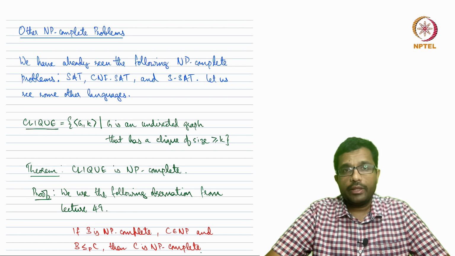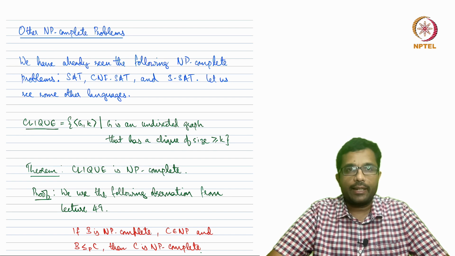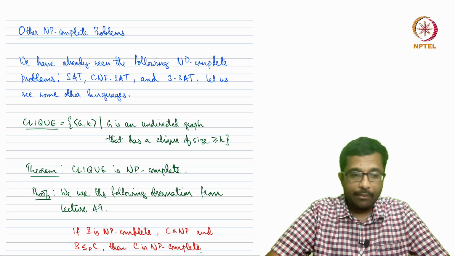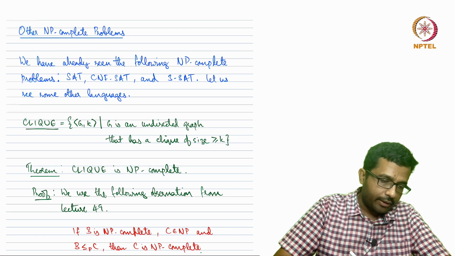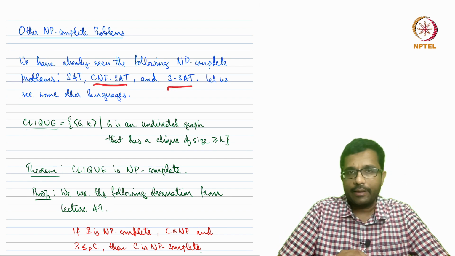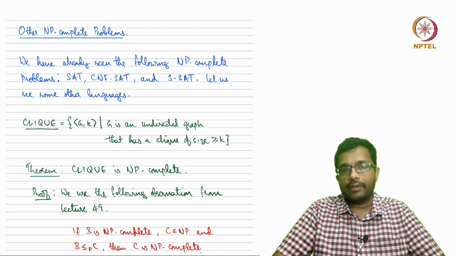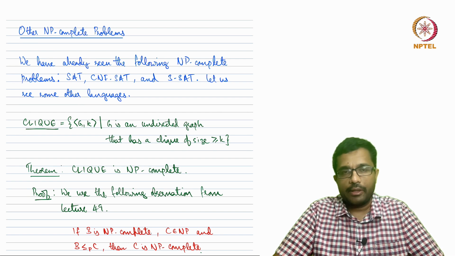In week 10, we saw the notion of NP completeness. We saw the Cook-Levin theorem, which showed that SAT was NP complete. We also saw some other languages being NP complete, which were CNF-SAT and 3-SAT. We also saw some other properties of NP completeness.